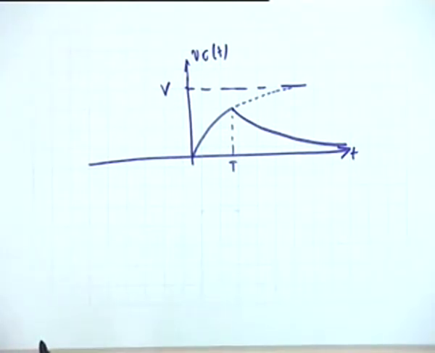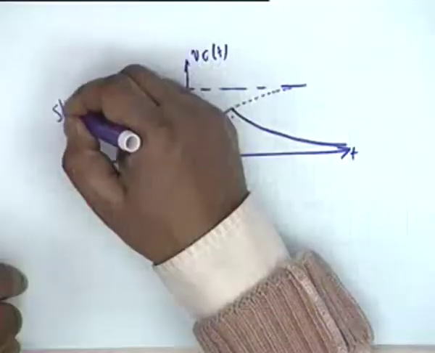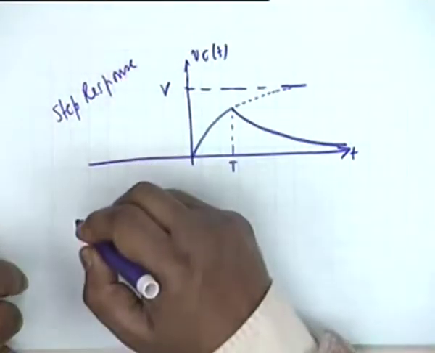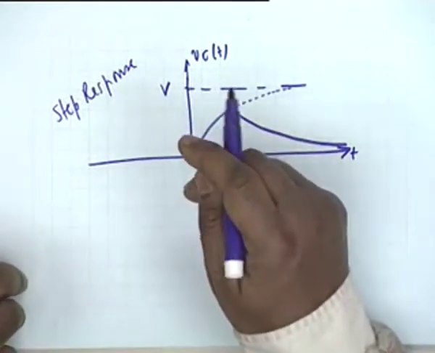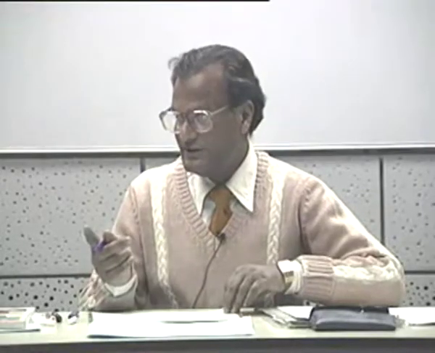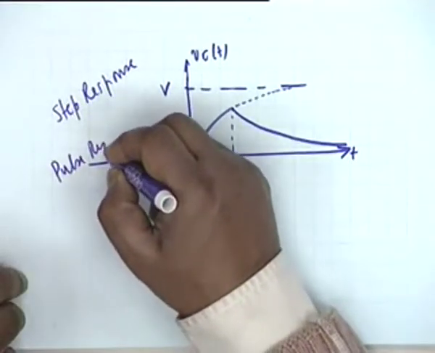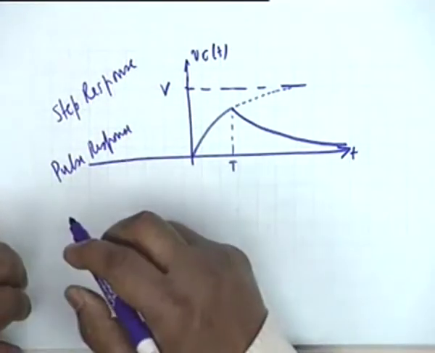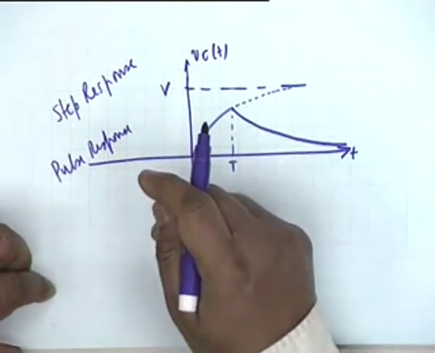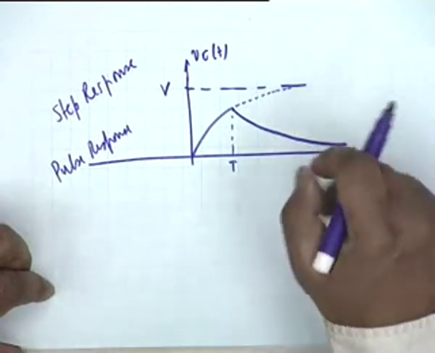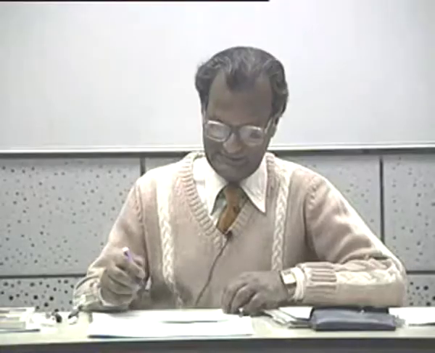Is this okay? So you know how to determine the pulse response. We have introduced two terms. One is step response, which you have understood. It's simply switching on a battery. We have also found out pulse response, which is equivalent to switching on a battery and then another battery in the opposite polarity at some time later.